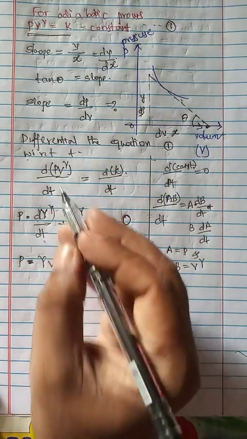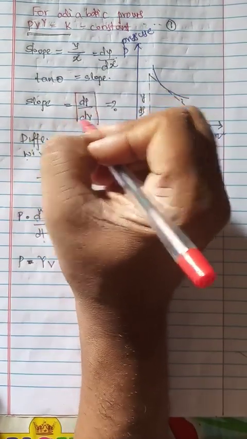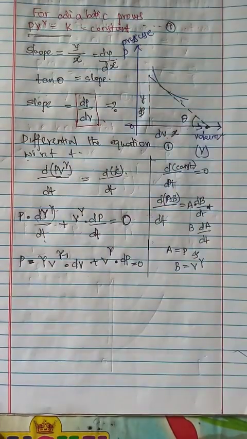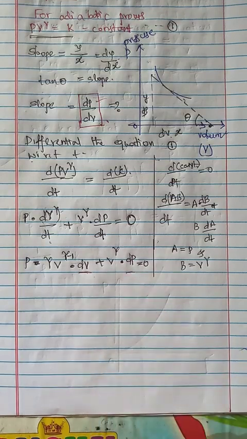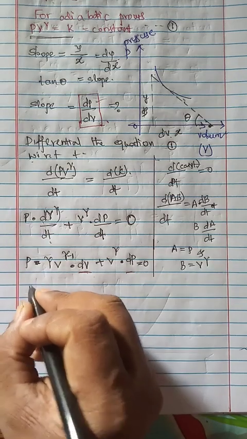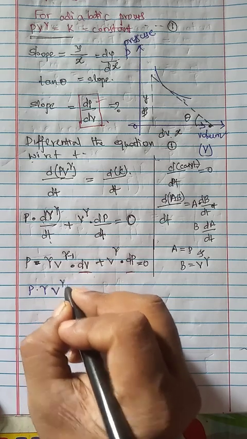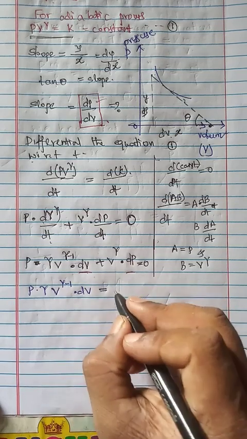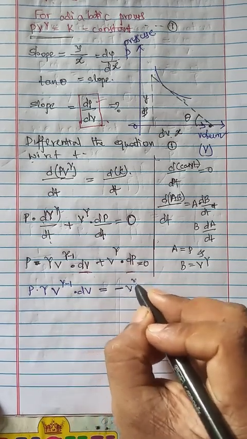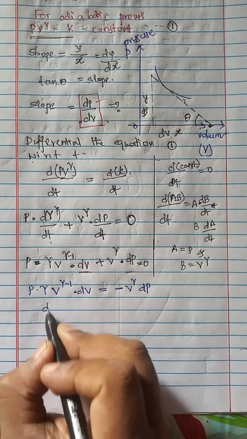Now actually our duty is to get the slope. On the right hand side we should get the relation dP by dV, here dV, here dP. In order to get that relation, I will rearrange: P gamma V to the power gamma minus 1 into dV is equal to minus V to the power gamma into dP. I want dP by dV.